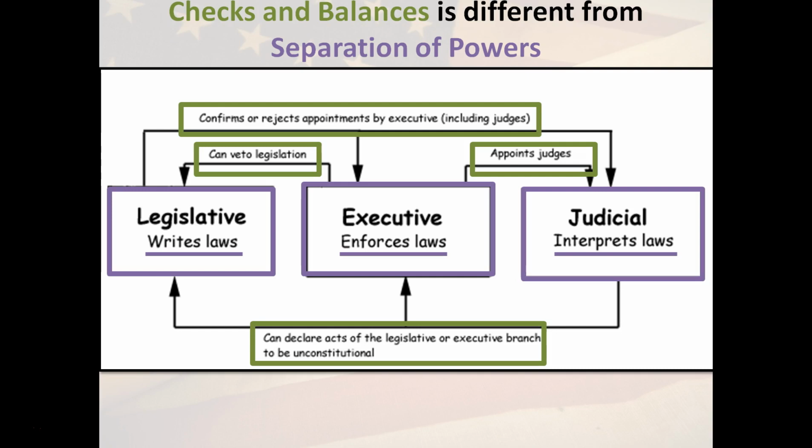The ultimate power the judicial branch has is they can declare acts that the president does or laws from Congress as unconstitutional. That's their power of judicial review, which is also related to this, but that is a check that they have. So the green boxes are checks and balances. The purple boxes within that is separation of powers. That's their main job. And then the green boxes are the checks they have over other branches.